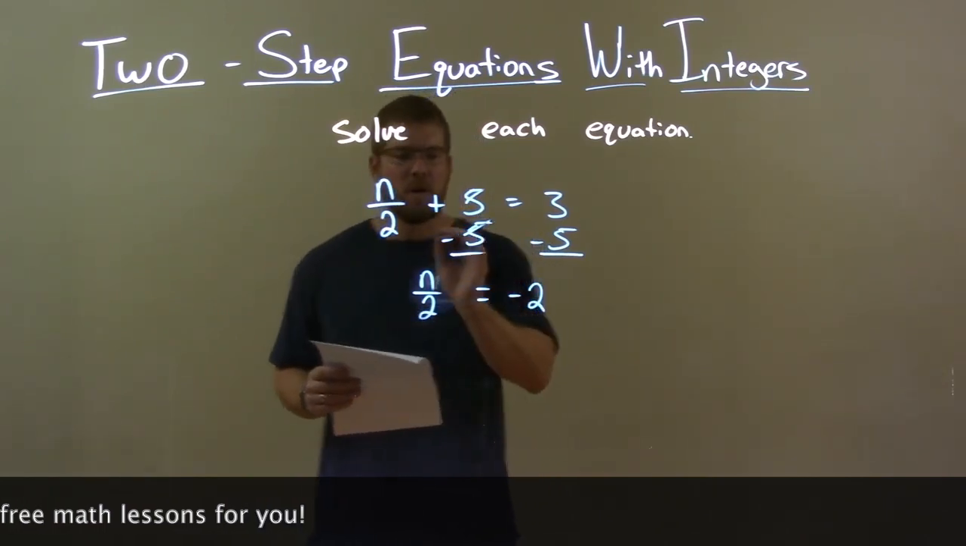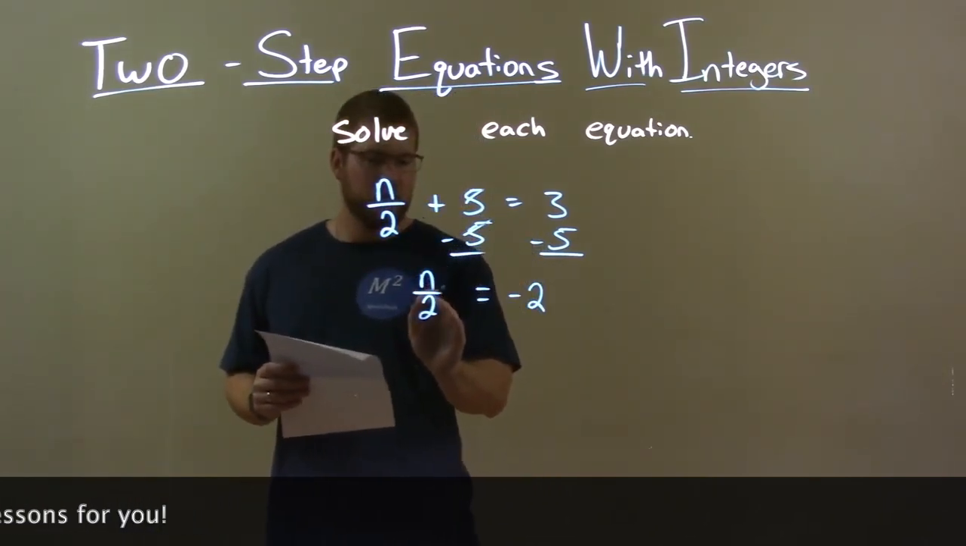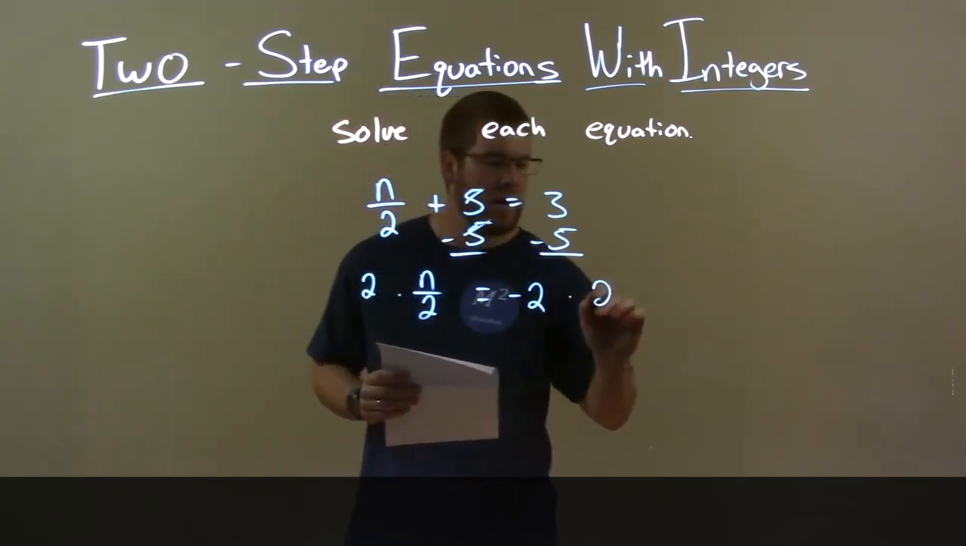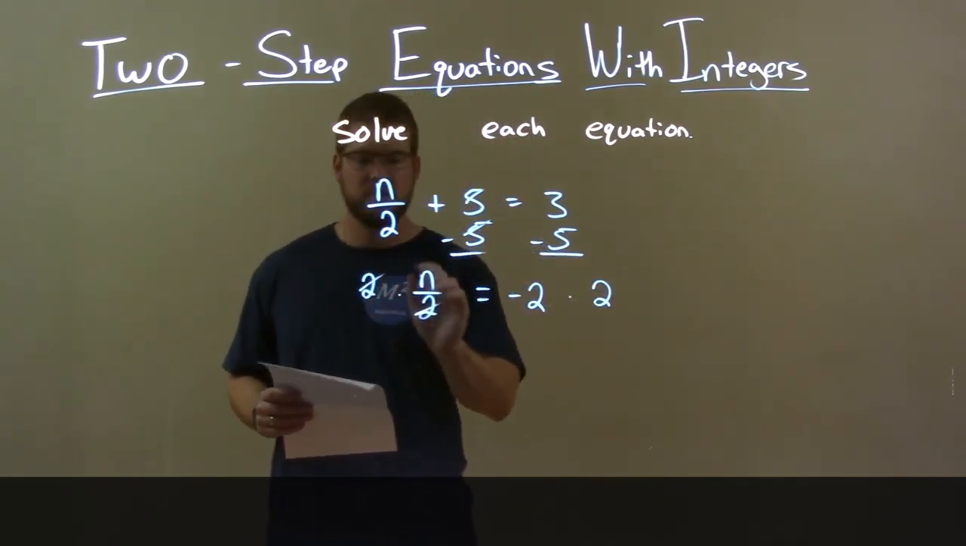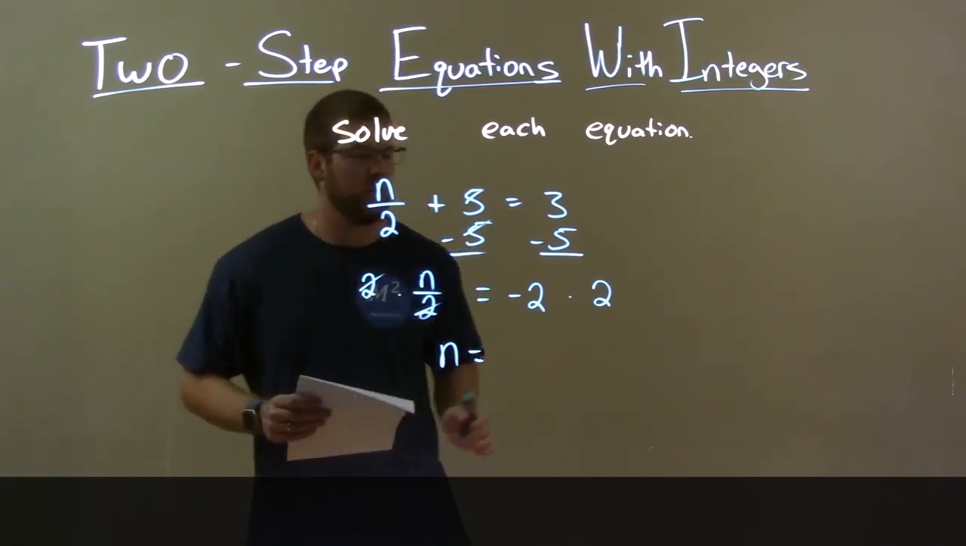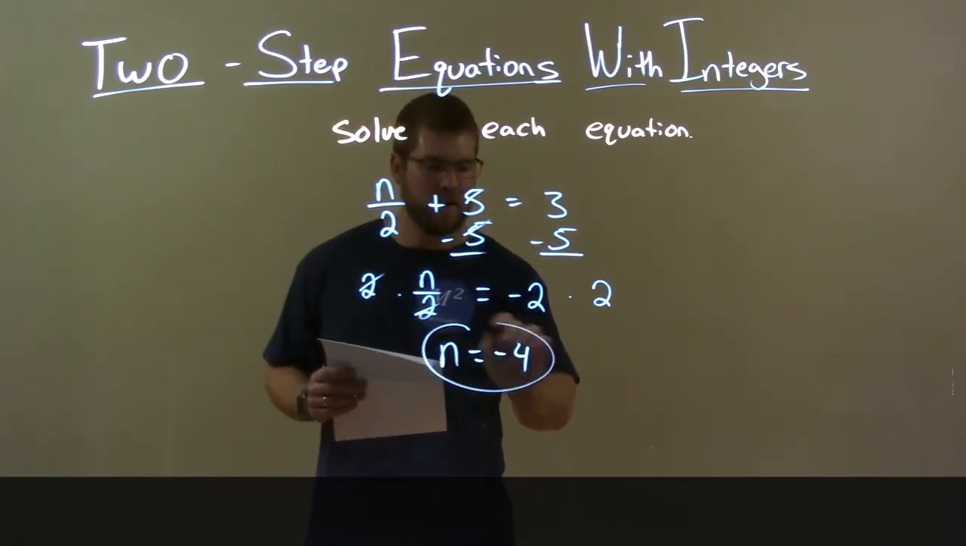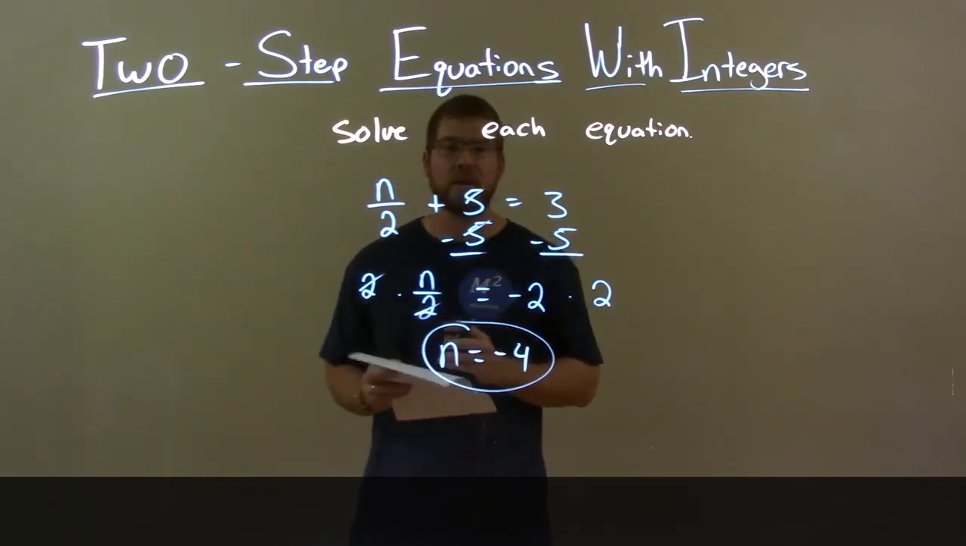Now, I want to still get n by itself, so where it's being divided by 2, opposite of division is multiplication, multiply both sides by 2. 2's cancel, giving me n by itself. Now, negative 2 times positive 2 is a negative 4, and so our final answer here is n equals negative 4.